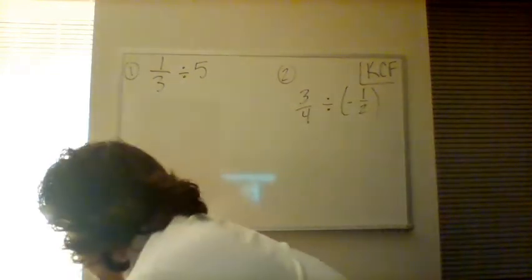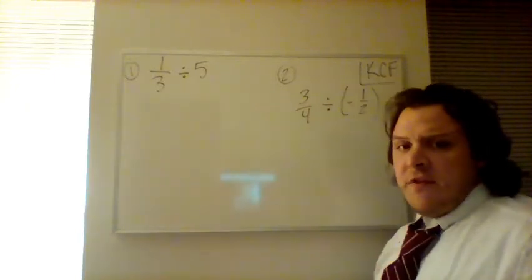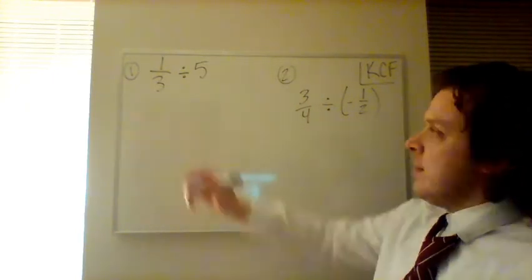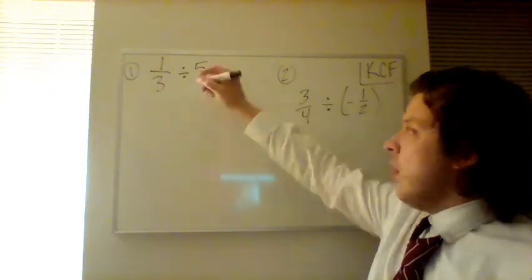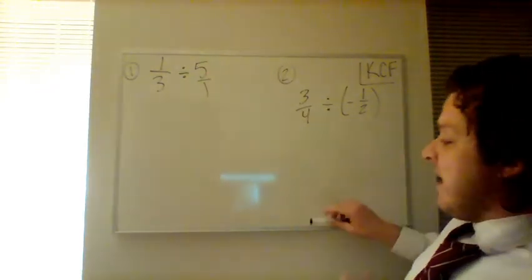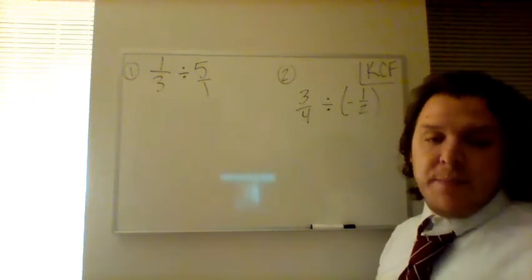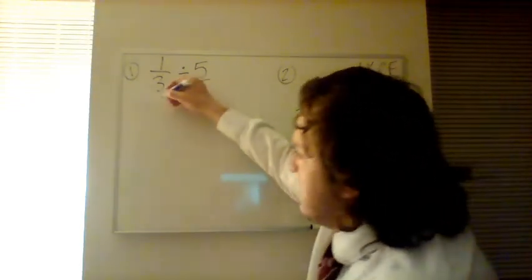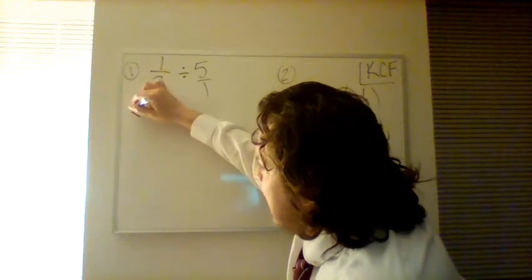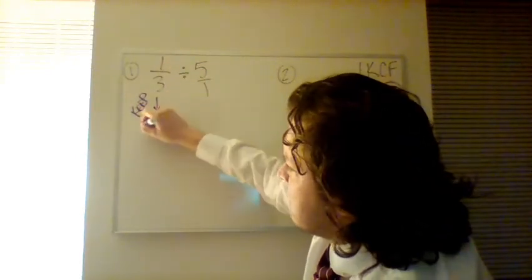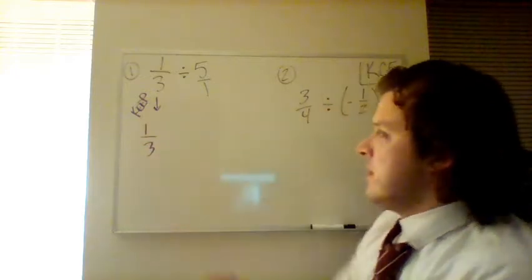-1/2. Cool. So the first thing with problem 1 is let's make that 5 a fraction, so let's put this 5 over 1. KCF, keep, change, flip, tells us what we're going to do with the problem. The first fraction stays the same. This is the keep. We will keep it the same, so this stays as 1/3.